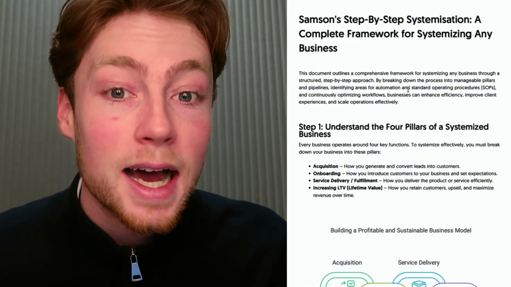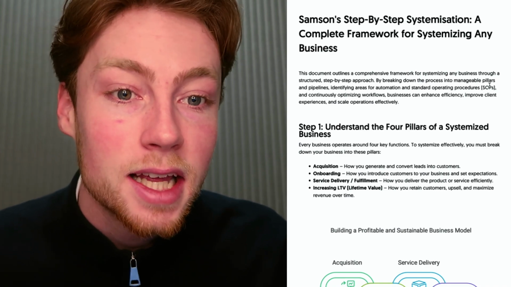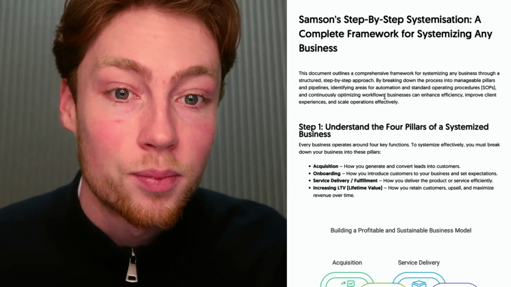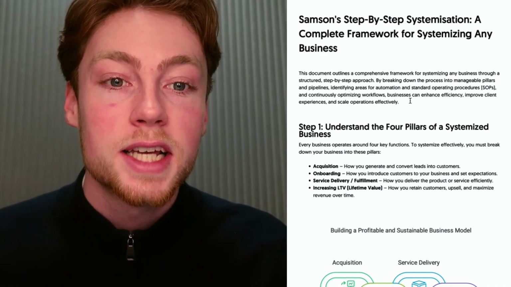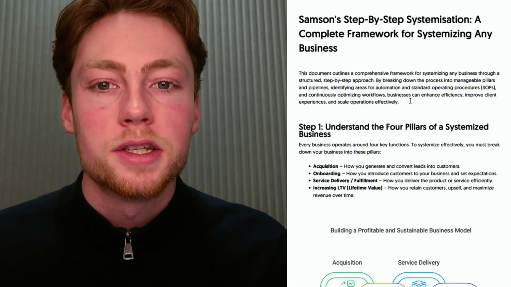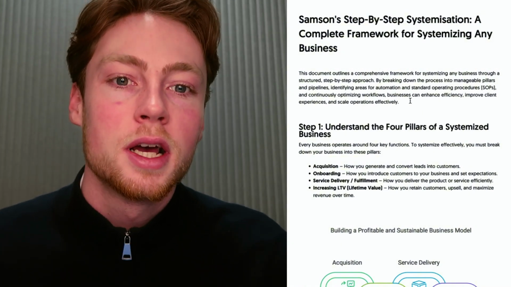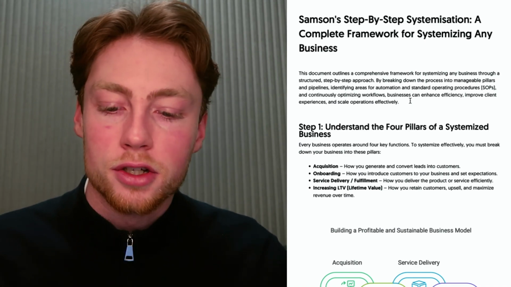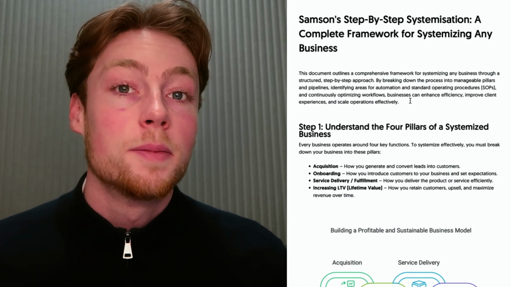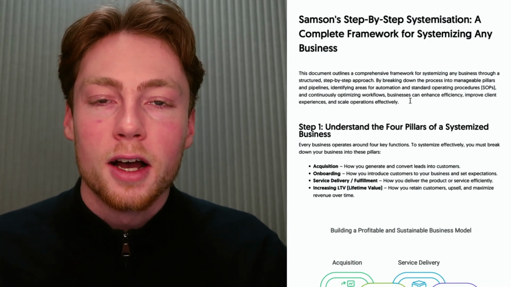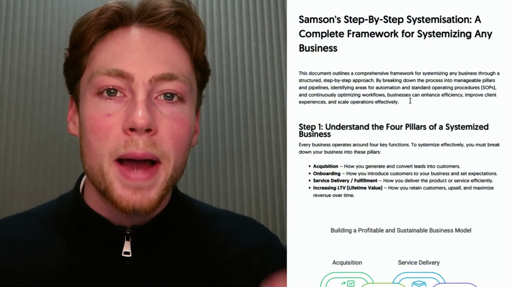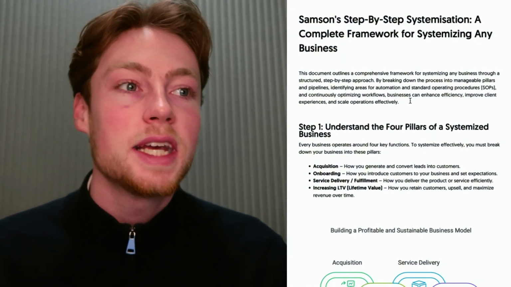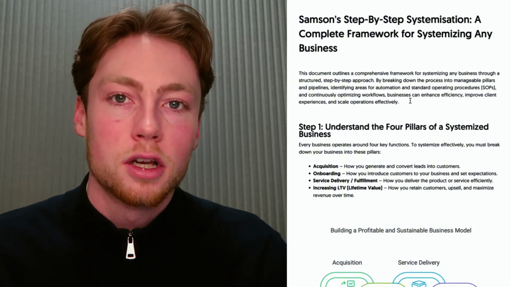So this document outlines a comprehensive framework for systemizing any business through a structured step-by-step approach by breaking down the process into manageable pillars and pipelines, identifying areas for automation, and SOPs, which, if any of you guys don't know, is just a standard operating procedure, which is basically just a document outlining the way we do things. Okay, so these are the backbone of any sort of systemization. We need to have a structure of what the business looks like.